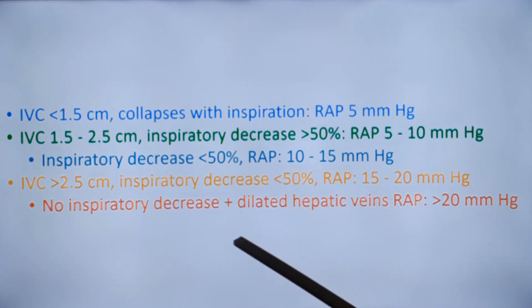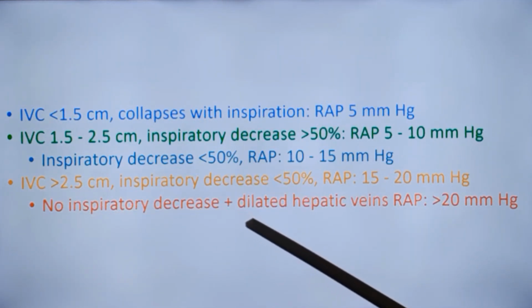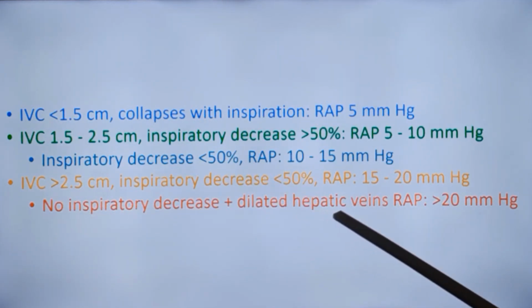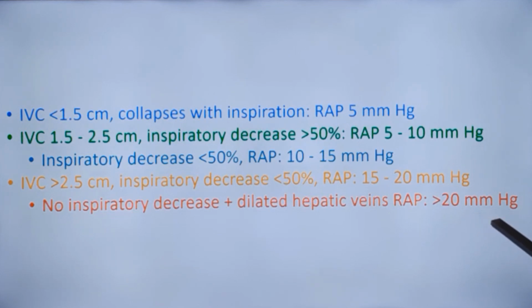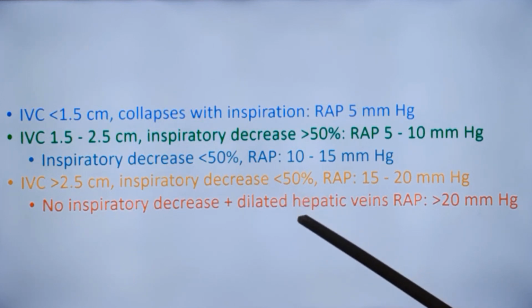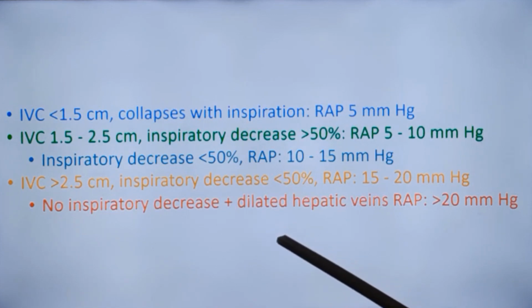And this is the extreme situation where IVC is dilated, no inspiratory decrease in diameter, and associated with dilated hepatic veins. Then right atrial pressure may be more than 20 millimeters of mercury. Of course, in a sitting person or a standing person, you can also assess this from the jugular venous pressure. But in a sick person in the ICU, you may have to go by this criteria to assess the right atrial pressure.